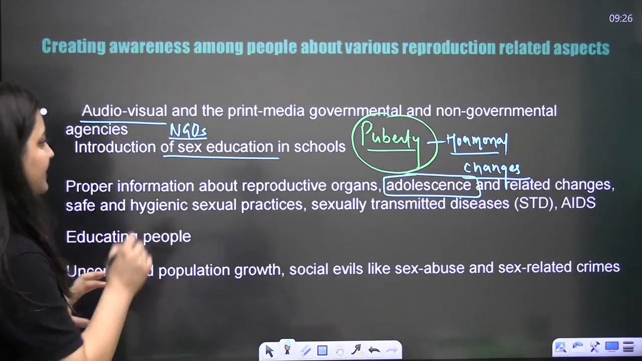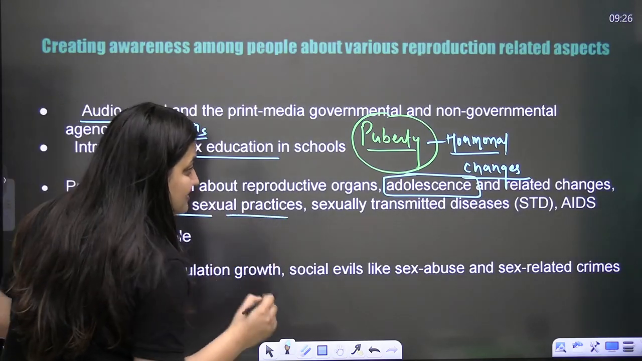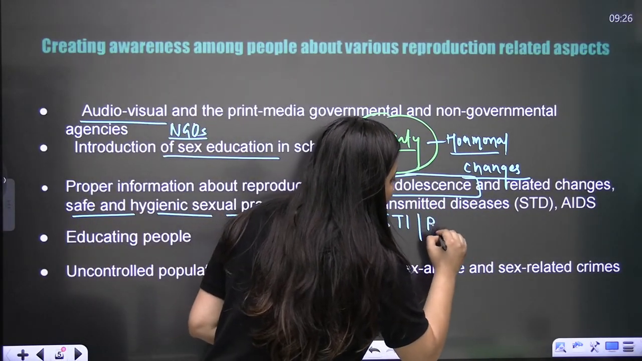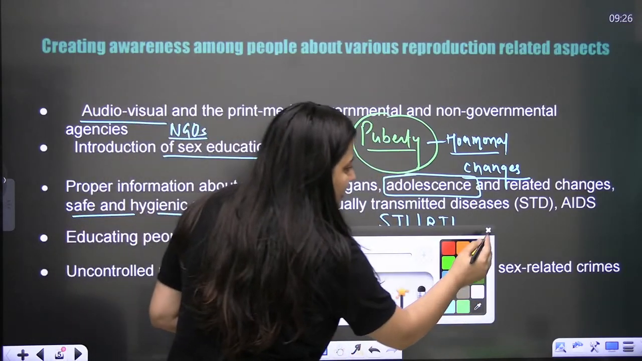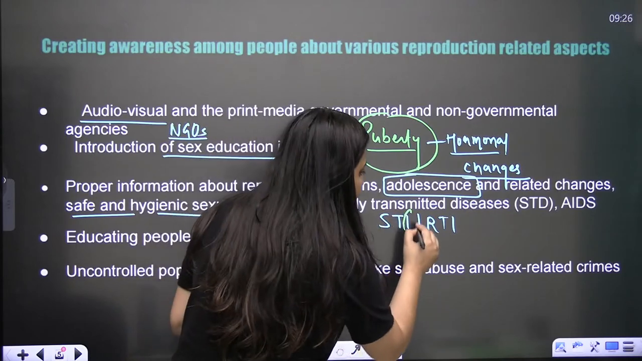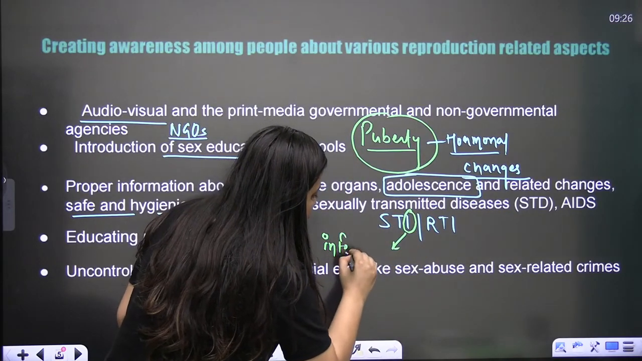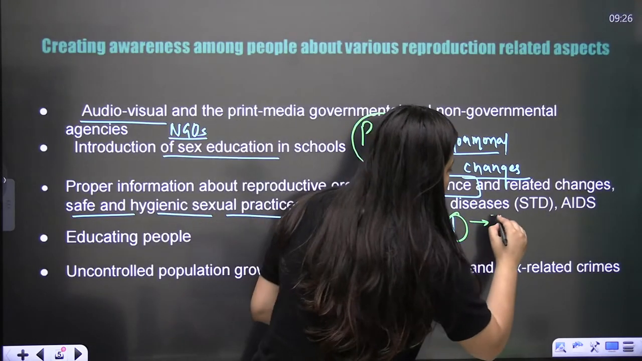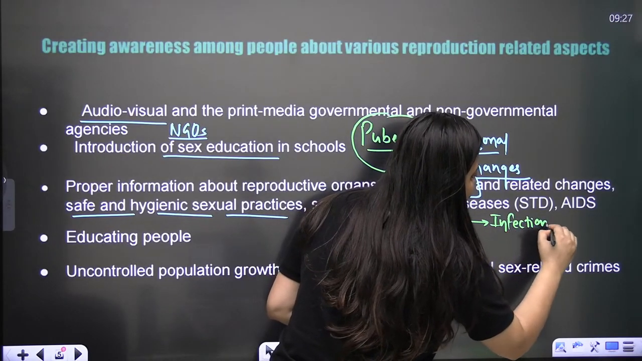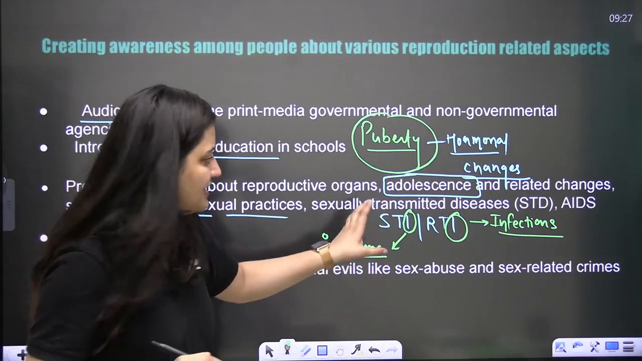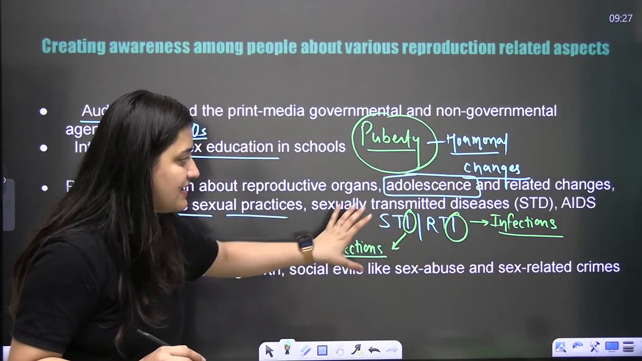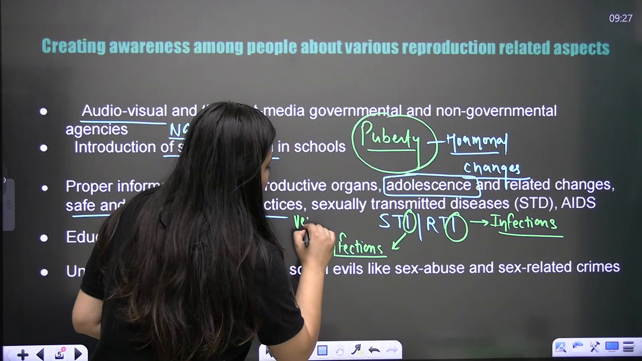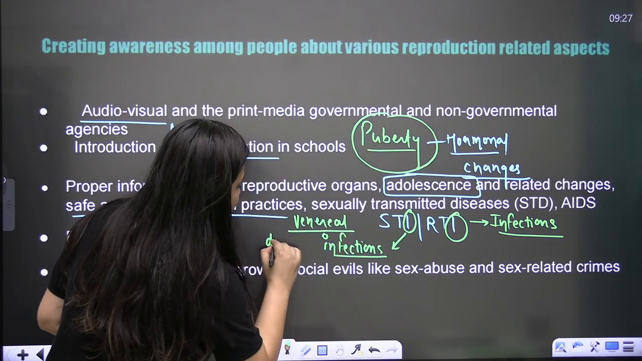So all the related changes, safe and hygienic sexual practices, sexually transmitted diseases. For sexually transmitted diseases, we use the word STI or RTI now. What is the meaning of STI and RTI? STI, sexually transmitted infections. So instead of disease, we use the word infection. RTI, reproductive tract infections. So instead of STDs, sexually transmitted diseases, we use the word STI, sexually transmitted infections or reproductive tract infections, and it is also known as venereal diseases, right, bache?